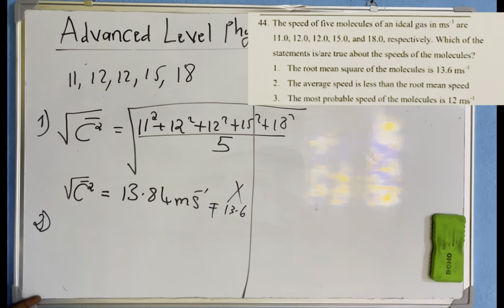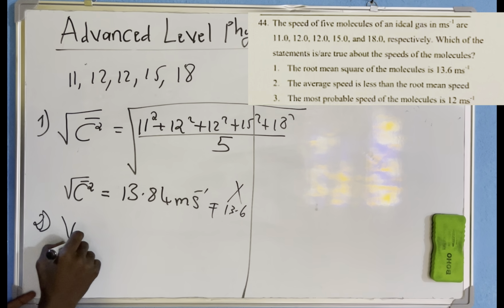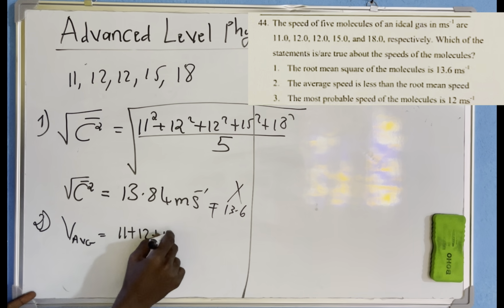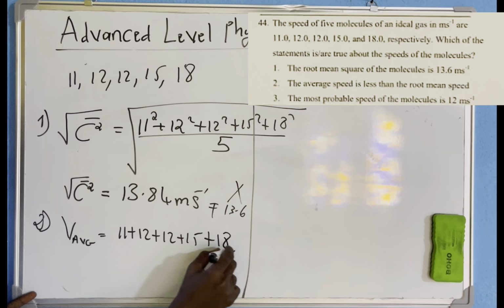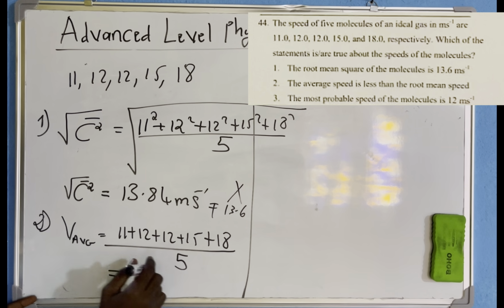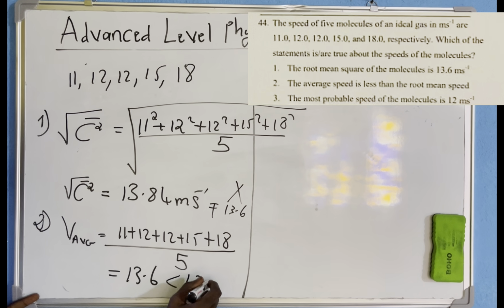Now let us move to statement 2. The average speed is less than the root mean speed. Average speed, very easy. The average speed here is simply equal to 11 plus 12 plus 12 plus 15 plus 18 divided by 5. I sum and divide by the total number of speeds. Calculating the average speed, you come out with 13.6. They say the average speed is less than the root mean speed. Look, 13.6 is less than 13.84, making the statement correct.